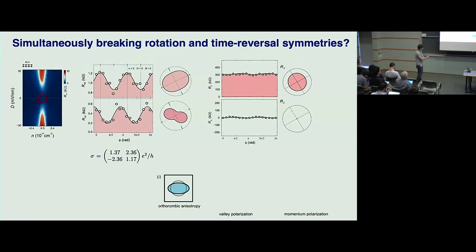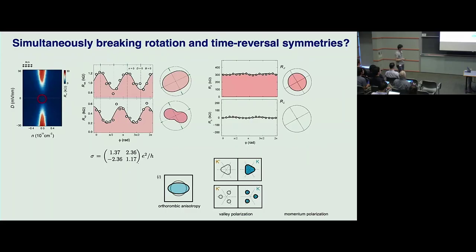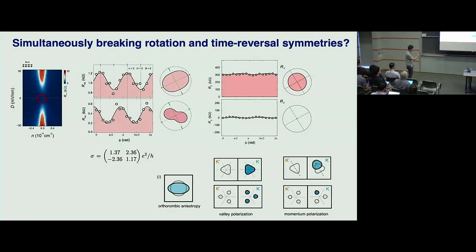So what that means is that orthorhombic anisotropy, that's usually the culprit for anisotropy, does not account for time reversal symmetry breaking. And the valley polarization, which is a very common order in multilayer graphene, accounts for time reversal symmetry breaking, but it does not break rotational symmetry, right? So to break these two at the same time, you need something like momentum polarization. Although these two figures are highly exaggerated, you could have a momentum polarization that's more subtle than this and more physically realistic.